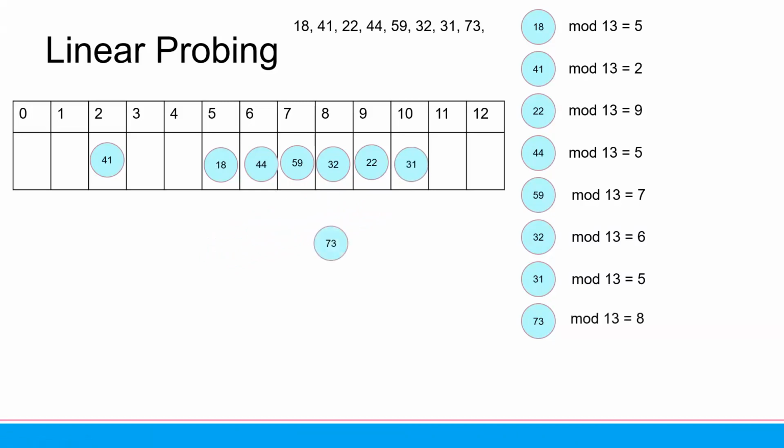And 73 mod 13 is 8. So we can put it in the next, but 9 is not empty. So we go to 10, 10 is not empty. Then we go to the next, which is 11.